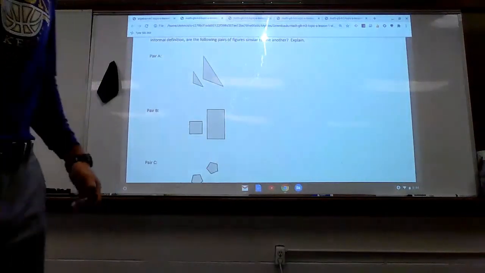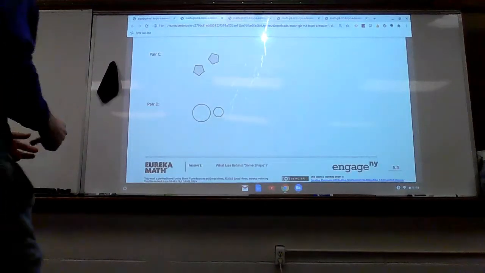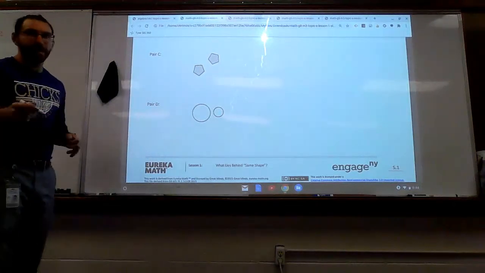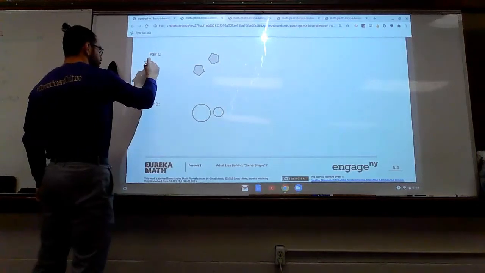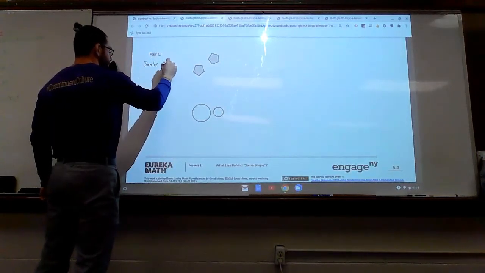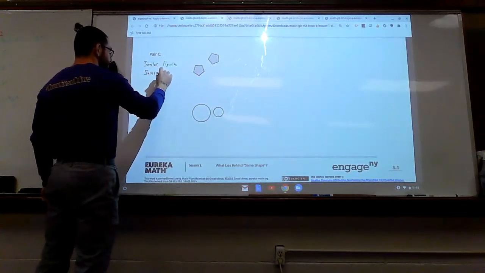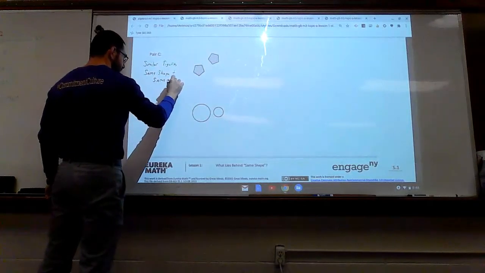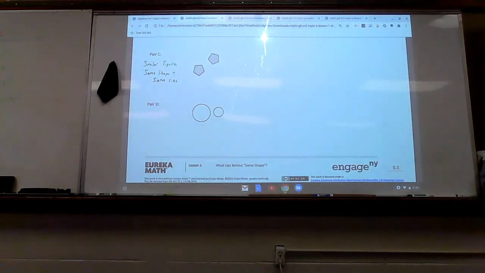We've got pair C. What's pair C talking to us about? We've got, let's see, I think it's a pentagon. 1, 2, 3, 4, 5. So we got two pentagons. They're exactly the same size. Is that all right? Sure. Those are still similar figures because they're the same shape, and in this case, the same size. Is that fine? Absolutely.